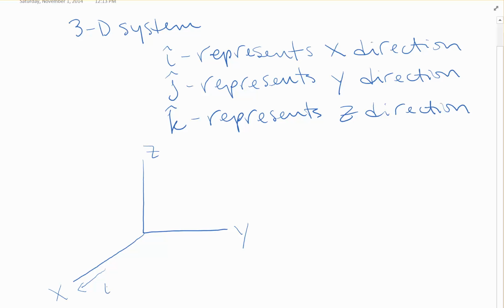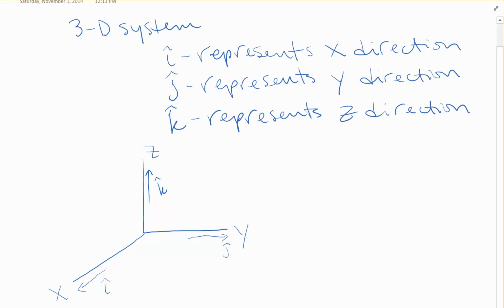So the unit vector here would be a positive I. And then I've got Y going to the right. That would be a positive Y. So our unit vector for that would be a positive J. And now you'll see we have the Z-axis. So Z-axis represents the vertical direction, and our unit vector for that is going to be K. So I, J, and K are the standard unit vectors for the Cartesian system. So we're going to write a unit vector K that corresponds to the Z direction.